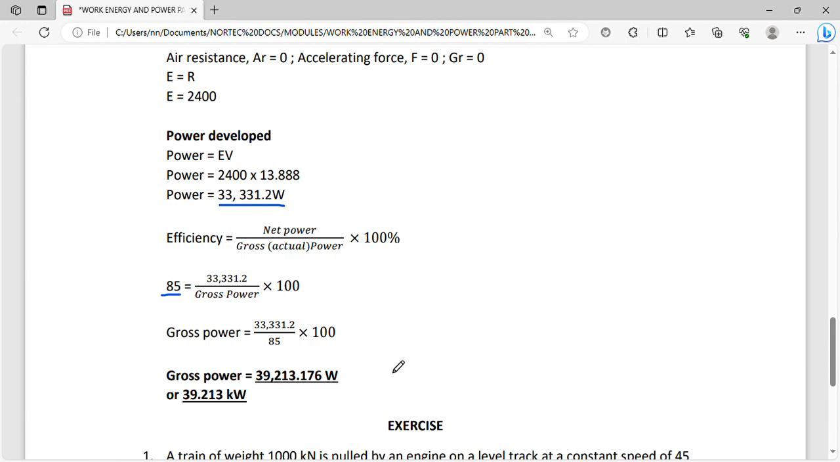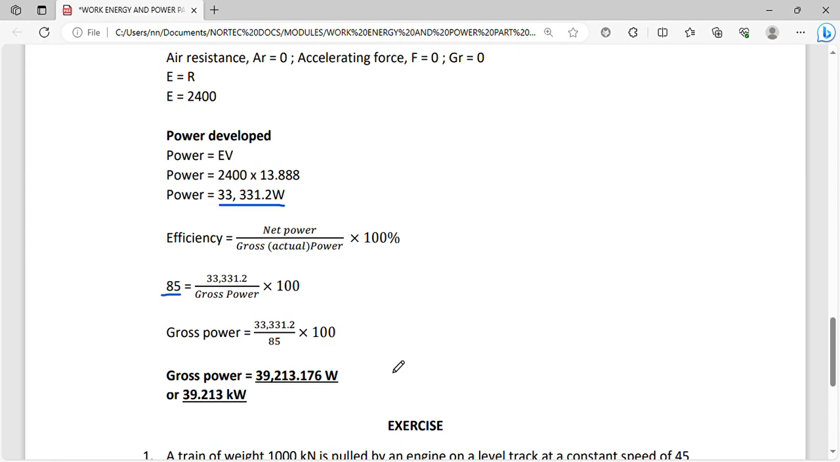So once again, let's see, does that give us the number below? Mr. Bruce, you can still confirm for us. So 33,331.2 times 100. It's correct, sir.